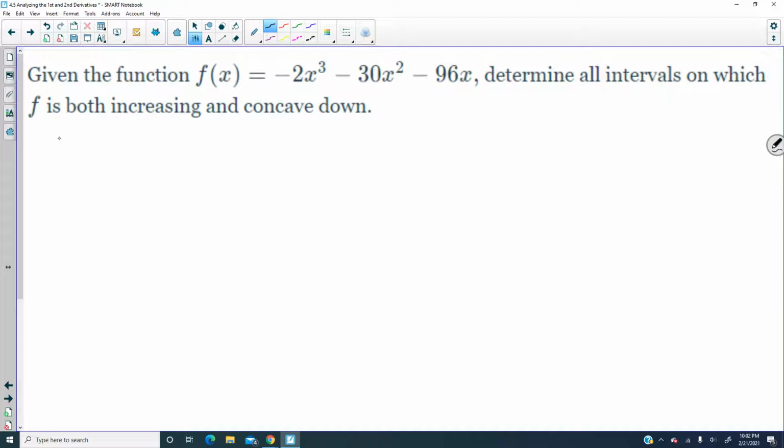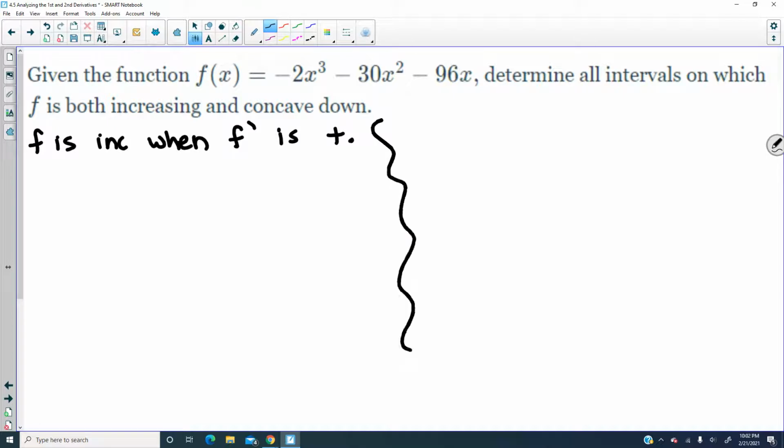So on this one, we have f, and I want to know where f is increasing. So f is increasing when f prime is positive. That's one thing I need to know. The other thing I need to know is concavity. So f will be concave down whenever f double prime is negative. So I need to find the place where f prime is positive and f double prime is negative. So let's work on f prime first.